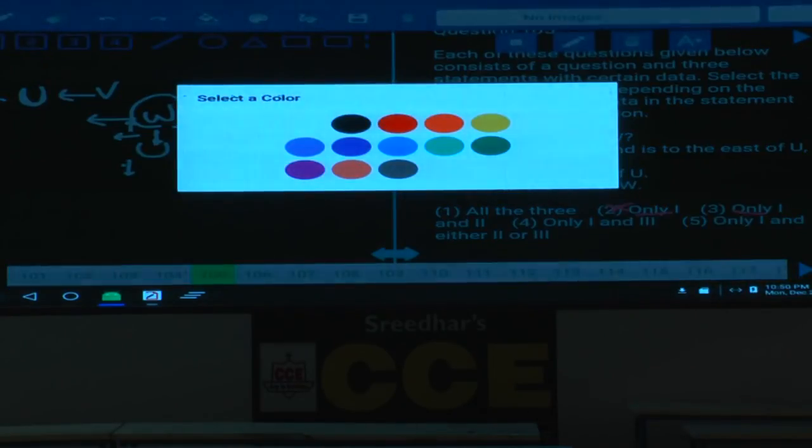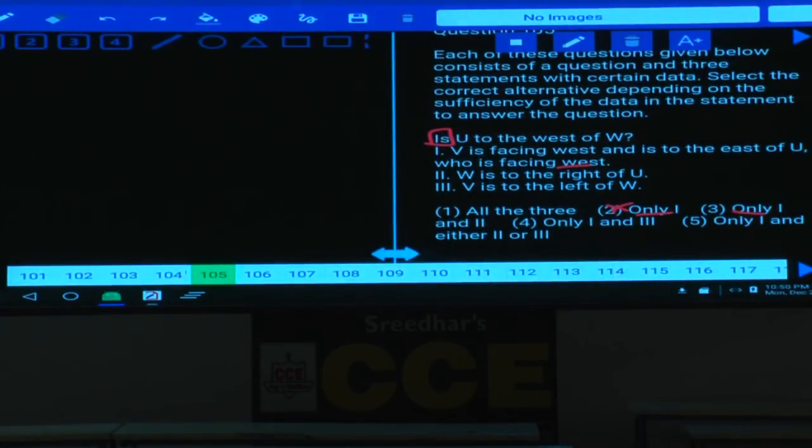Now once again, V is facing west. Now this V is facing like this, west, and is to the east of U. U is here and U is facing west. U is also facing west and W is to the right of U. W will be at this place. As W is to the right of U, now in which direction is this W facing?